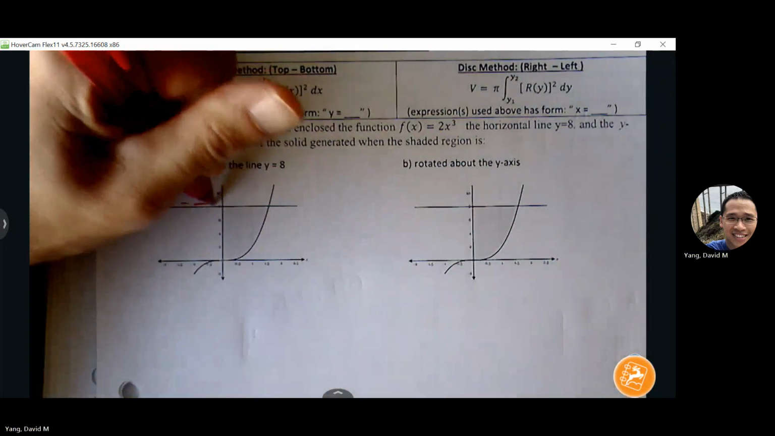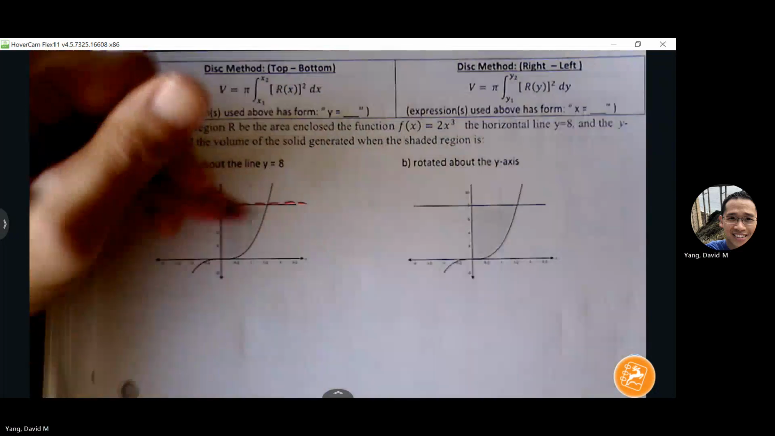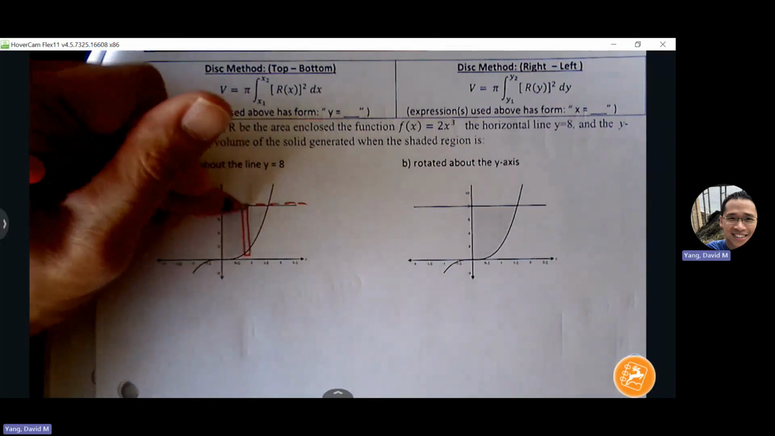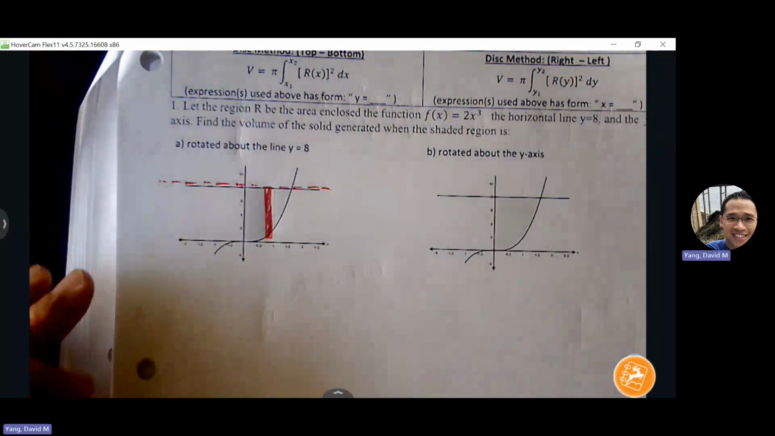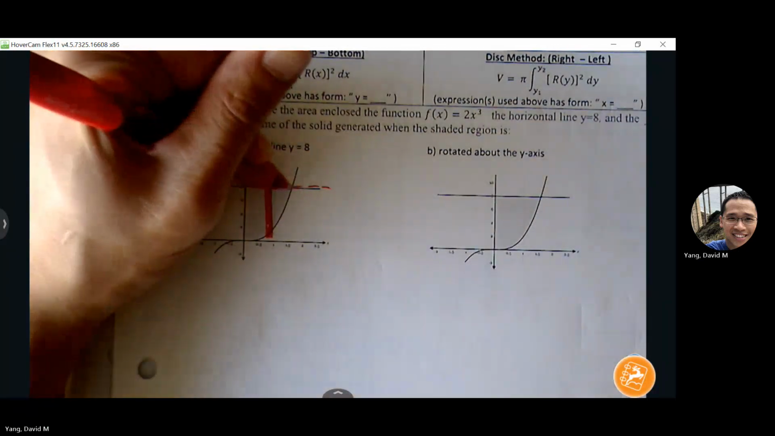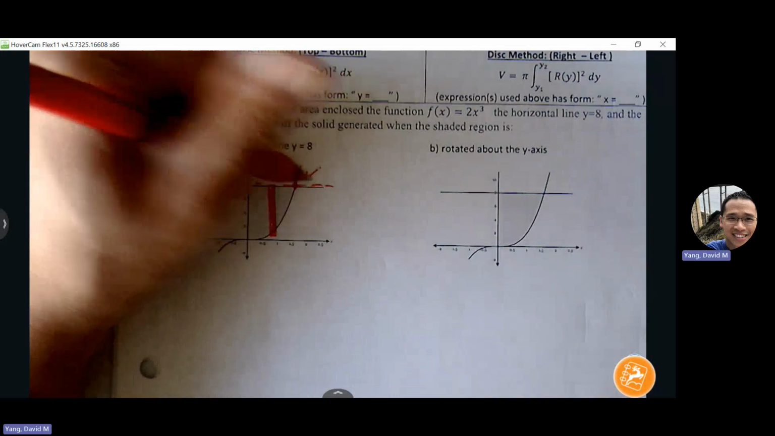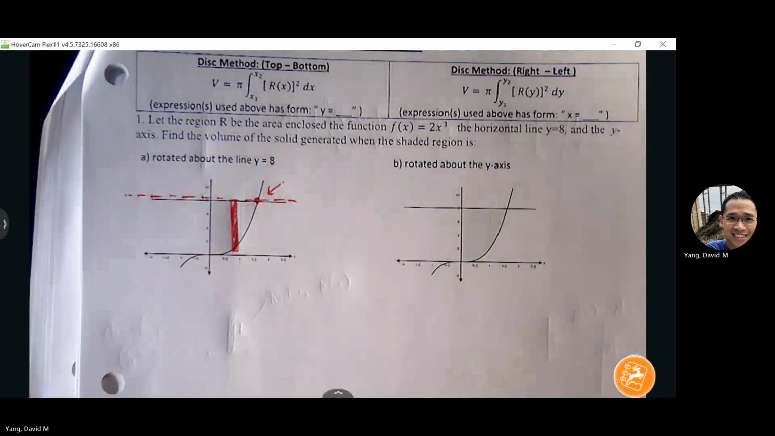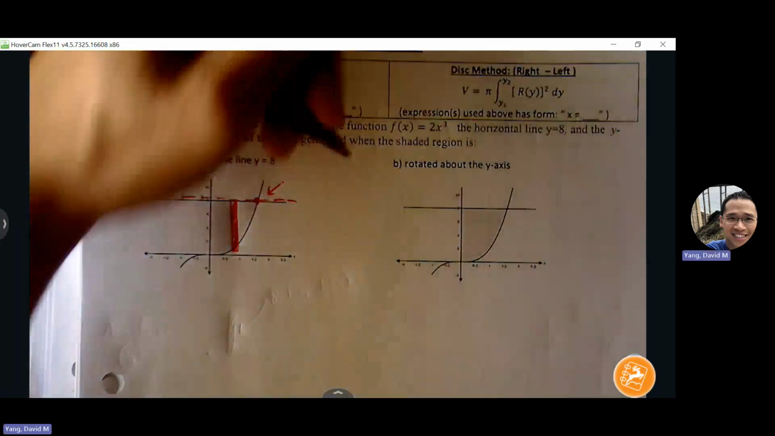Will this be a top minus bottom or right minus left? Yeah, because from the radius, we extend to the boundary, it's going to be a vertical radius. So top minus bottom will make it a little bit easier to set up. Now my bounds is going to be from 0 to whatever this intersection is, right? So the intersection I can find by setting the equations equal, right? This we can do by hand.